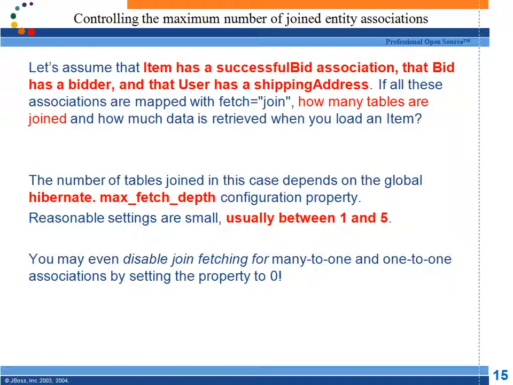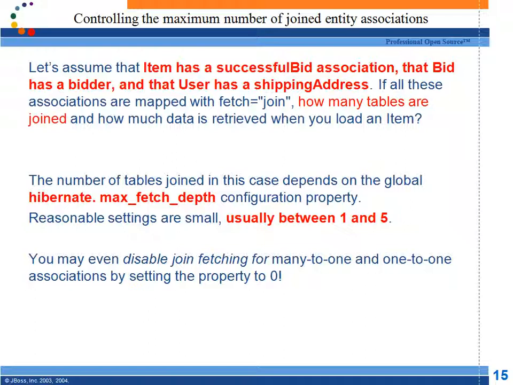You can configure it and tell how much should be the fetch depth. You can configure anything between 1 to 5. 1 to 5 is also mostly acceptable, but if it is more than that, performance will be suffering, right? You can disable join fetching for many to 1 and 1 to 1 by setting the value of this property to 0. It will never use outer joins for the associations many to 1 and 1 to 1.